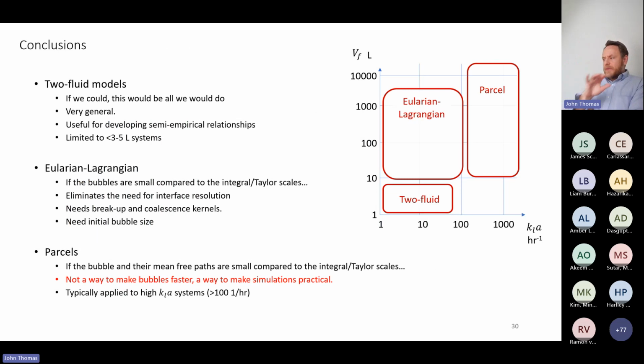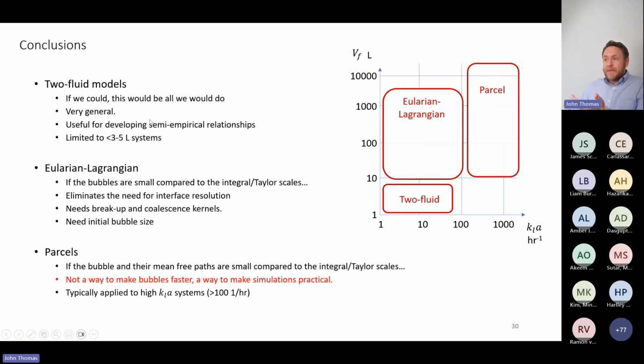Let's come up for air and talk about these three models. We started with the two fluid model. This was great, and if we could, that is all we would do. I would be a happy man if NVIDIA made a 500 terabyte memory GPU, and I'd never have to do any of this discrete parcel modeling again. If I could run a 1,000-liter vessel using the two fluid model, I'd be done. I'd never have to worry about semi-empirical models or parcel models. I would love to do that. That's all I would do.